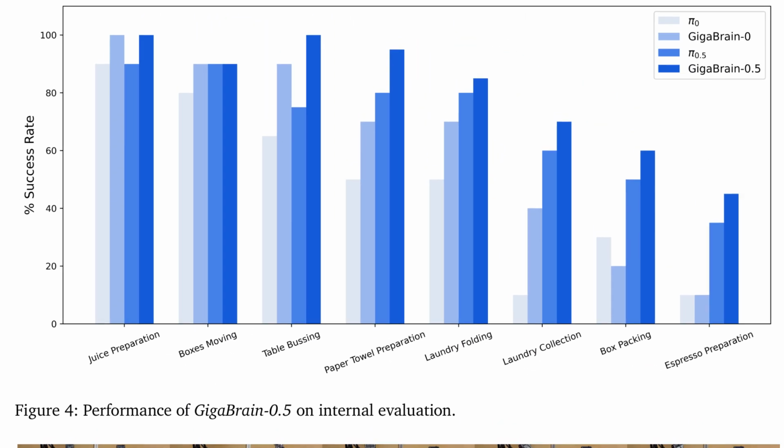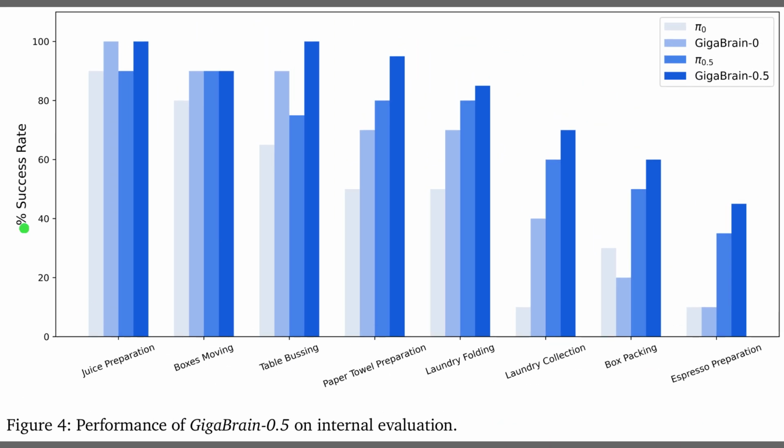Alright, while Figure 2 detailed the method, Figure 4 reports the performance of the foundation model on 8 internal evaluation tasks. This bar chart compares success rates between GigaBrain 0.5, shown in the darkest blue bars, and baselines like Pi 0.5. We see that GigaBrain 0.5 consistently outperforms the others, achieving perfect scores on simpler tasks like juice preparation on the left. More importantly, on complex long-horizon tasks like espresso preparation on the far right, it maintains a significant lead where other models fail almost completely.